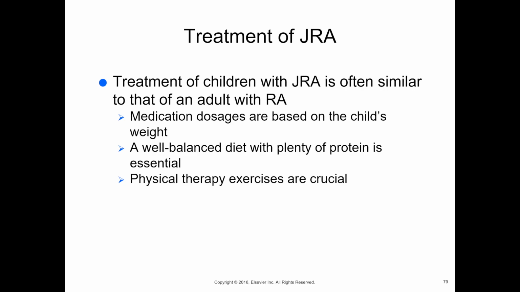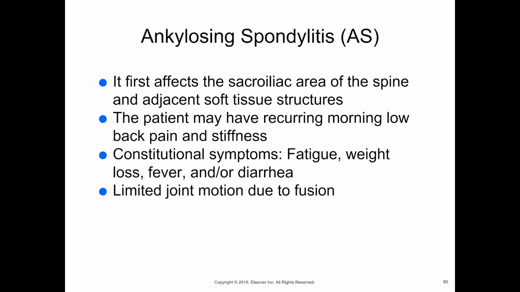But you treat the child in a way that's very similar to rheumatoid arthritis, but you're modifying the medications based on the child's body size, essentially. They do talk about a balanced diet and higher levels of protein and physical therapy. Incredibly important for these kids. And it's also important to ensure they remain engaged in school. So they might need special accommodations for school.